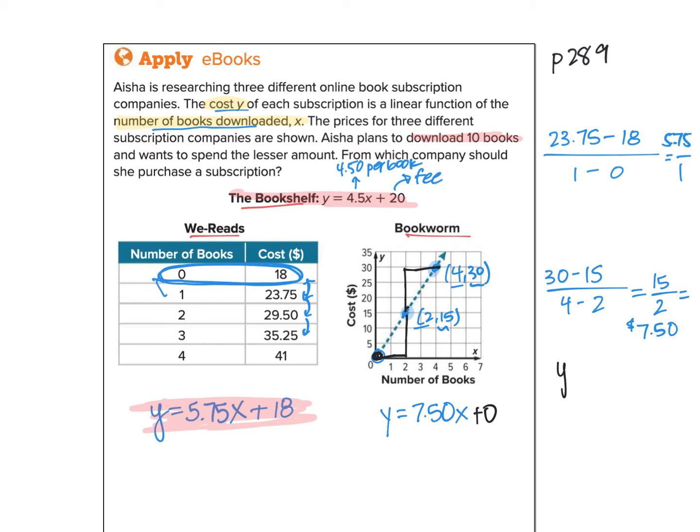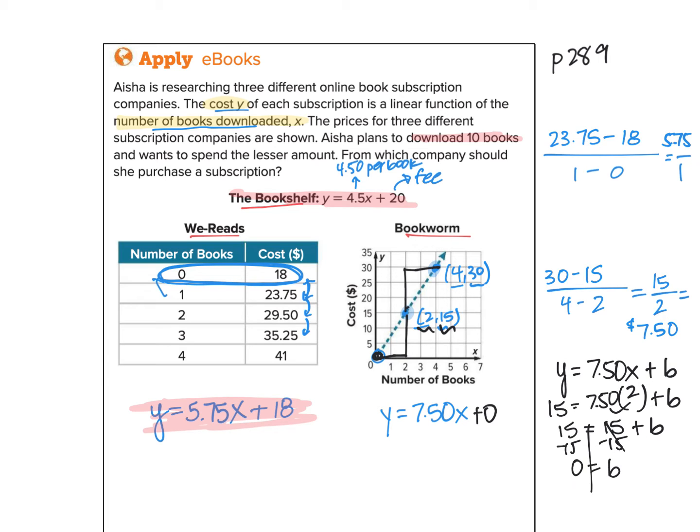My second way is I could write my equation, y equals 7.50x plus b, and I could pick a point to plug in. I could take the 2 and the 15, that's the x and y value, and I could work that out. We've done this a ton of times, so this should be familiar. I get 15 equals 15 plus b. When I solve that, I subtract 15 from both sides.